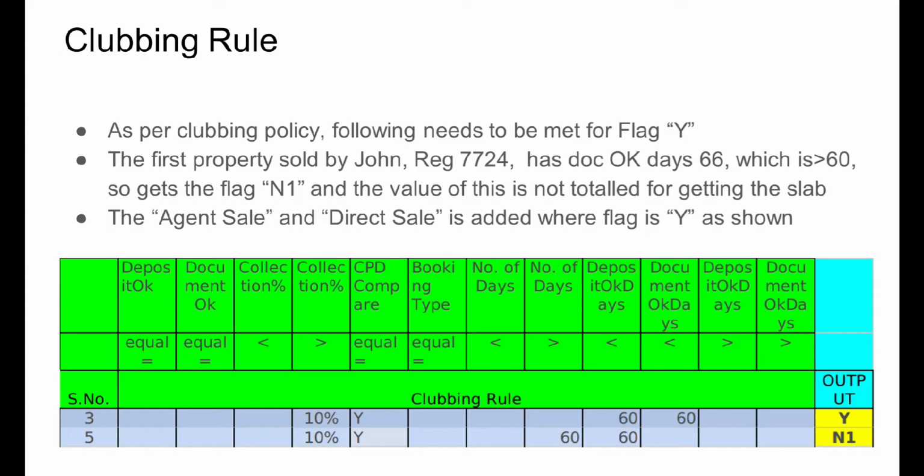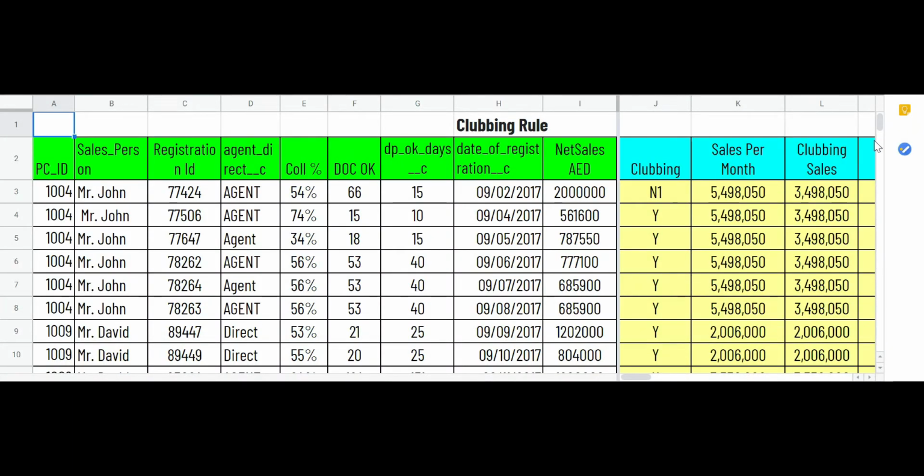The agent sale and direct sale is added where the flag is Y, as shown. This Excel file uses the clubbing flags and totals the agent and direct sales for David and John separately.